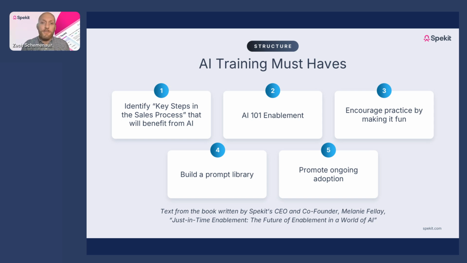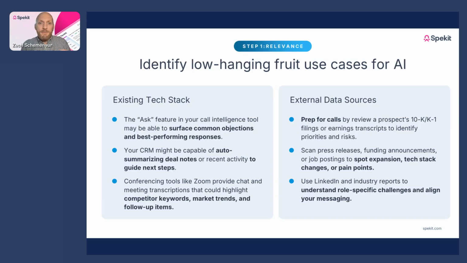And the fifth would be to promote ongoing adoption as we continue on. So now that you've seen where this game plan is, let's talk about what it would look like to apply it. With that first step, let's talk about how we can make it relevant.